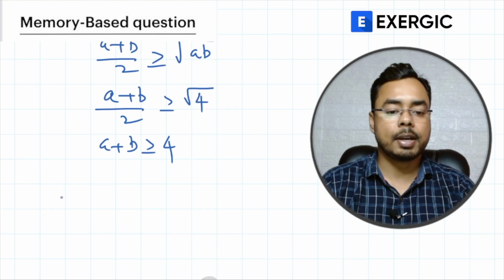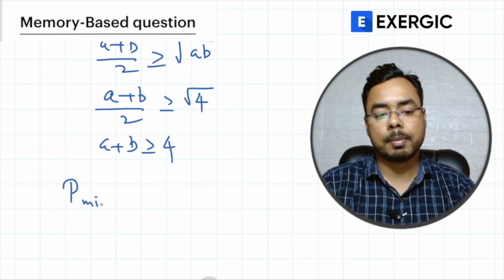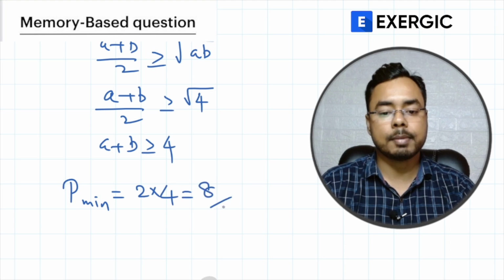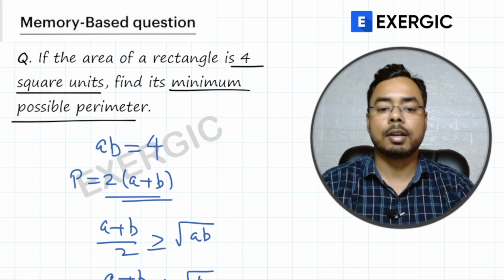Now perimeter is twice of A plus B. So the minimum value of perimeter will be equal to 2 times 4, which is nothing but 8, right? So the correct answer for this problem will be the minimum possible perimeter is 8.